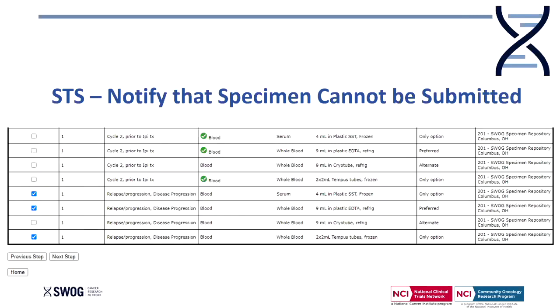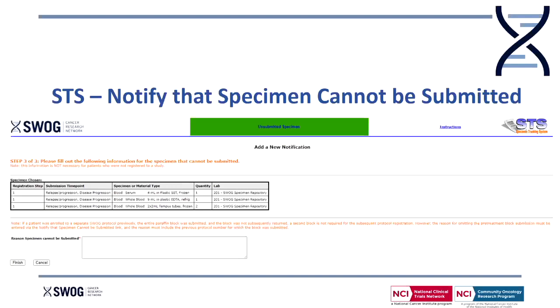Now, maybe there's only one specimen that you're unable to submit. I'm just showing you here that it's possible to pick multiple at the same time, which is a real time saver. Select your specimen and then click next step. You'll see here that there's only one required field, and that is the reason why the specimen cannot be submitted.